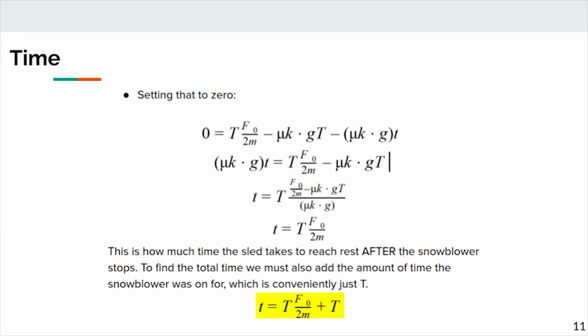But the important thing here is that t is only from when the snowblower cut out to when it stops. So in order to find the full thing, we also have to add the time that the snowblower is on, which conveniently is just capital T. So we add capital T to that, and that gets us our final time of capital T times F naught over 2m plus capital T.